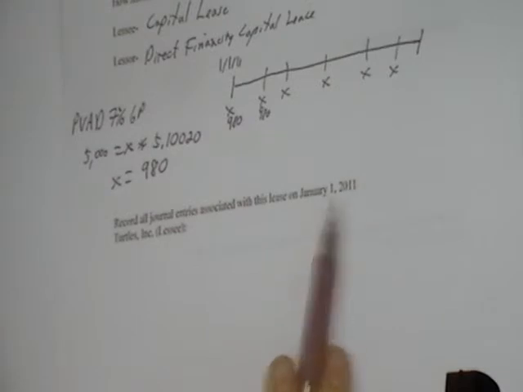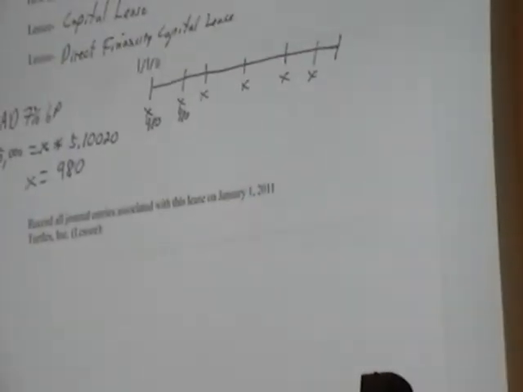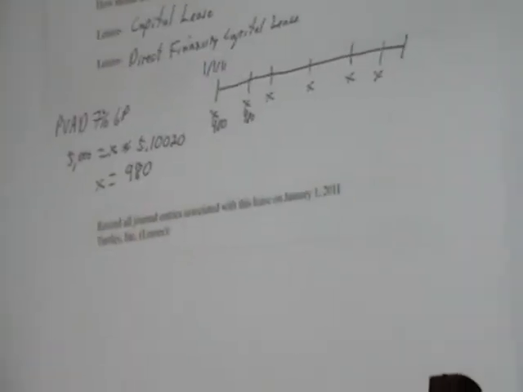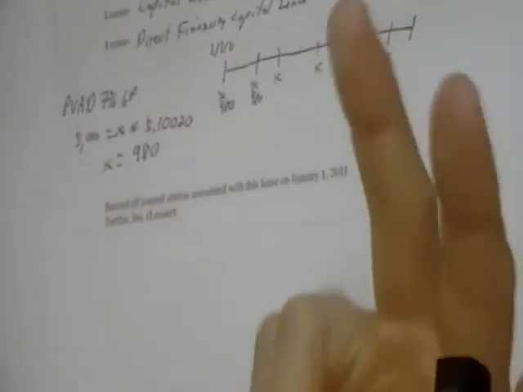So this is going to be on January 1st. You notice that I don't say what kind of journal entries I'm looking for. I'm looking for all journal entries on this date associated with this thing. So if there's depreciation, if there's gains or losses, if there are sales, if there are whatever, all journal entries. So we need all of them. In this particular case, there is going to be 2 journal entries.